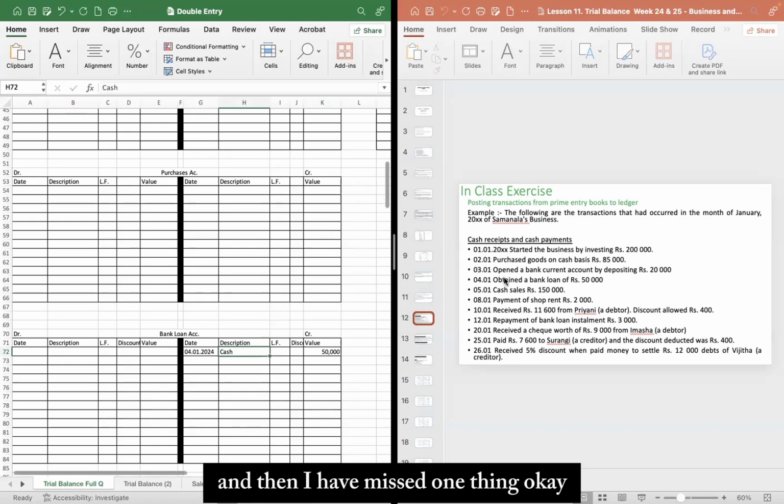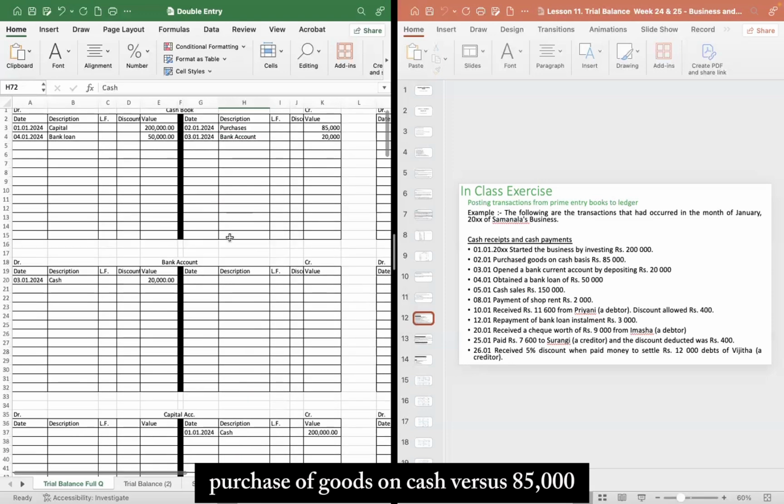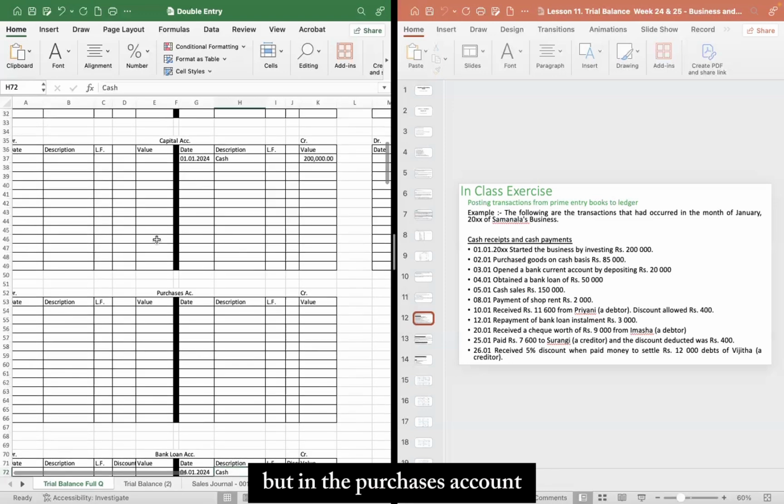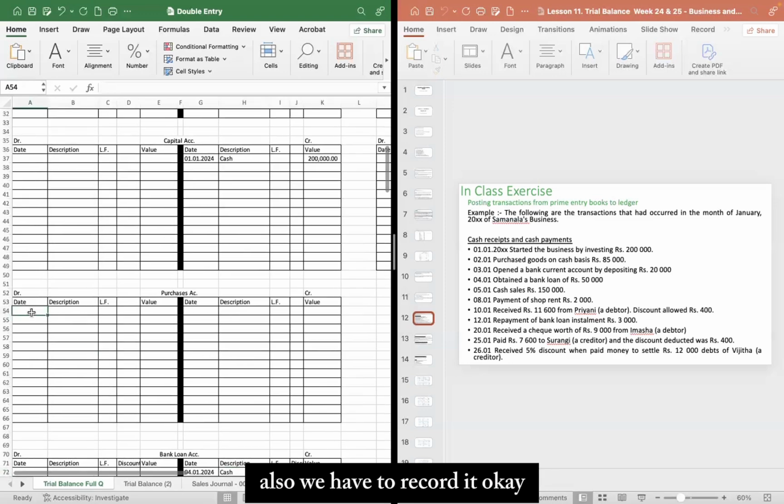And then I have missed one thing. Purchase of goods on cash basis 85,000. We have recorded it here, but in the purchases account also, we have to record it.